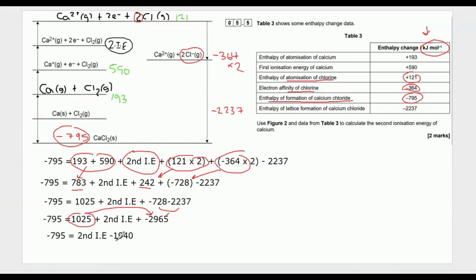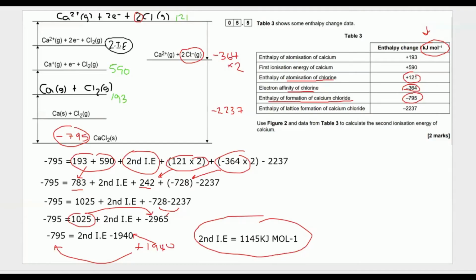So what do I do now? I just plus 1940 to each side, and that means we're going to get rid of the 1940 on the right hand side to just leave second ionization energy, and you're going to take 1940 and add it to minus 795, smash that in your calculator, and you're going to get your answer, which is going to be 1145 kilojoules per mole, and that is the second ionization energy of calcium.